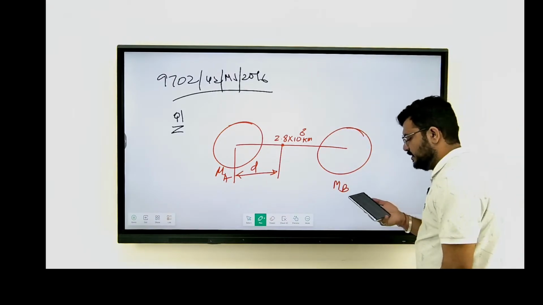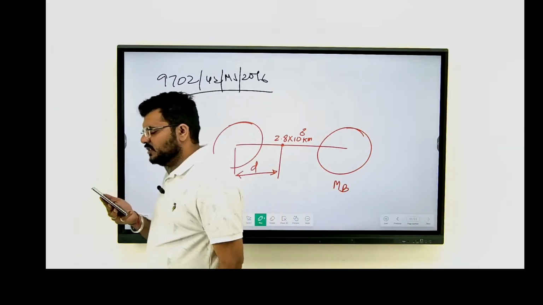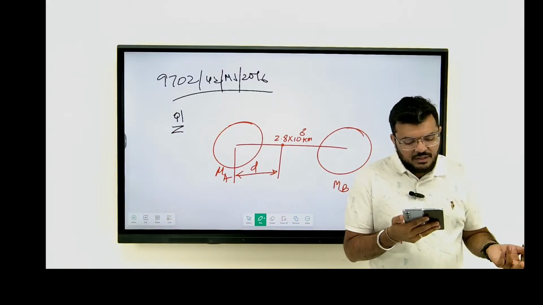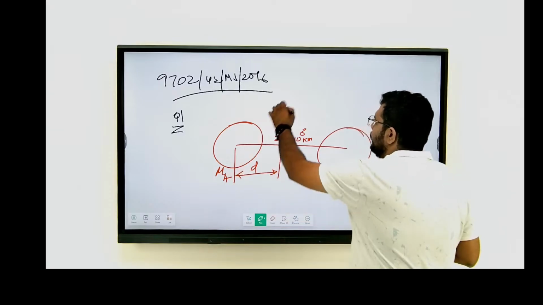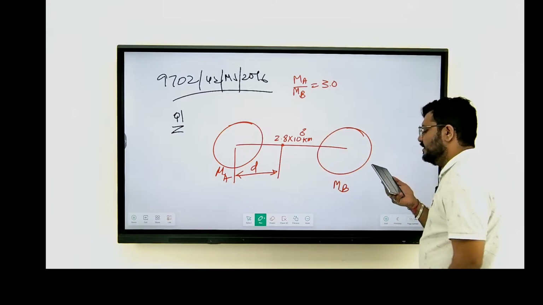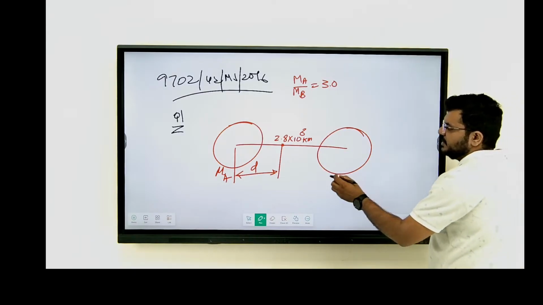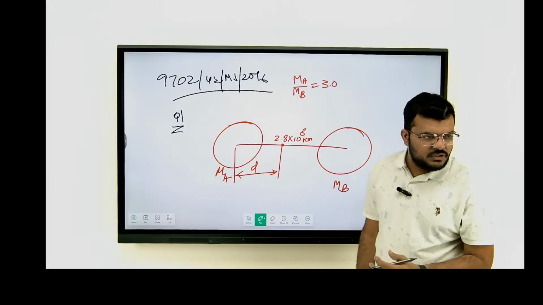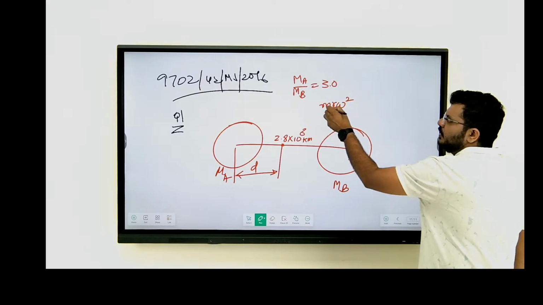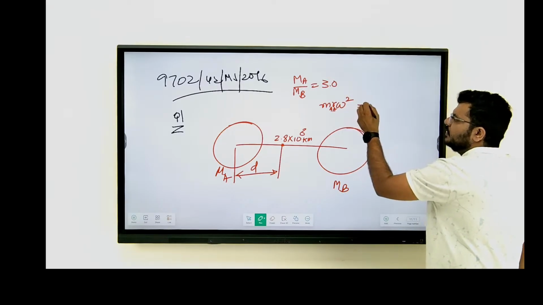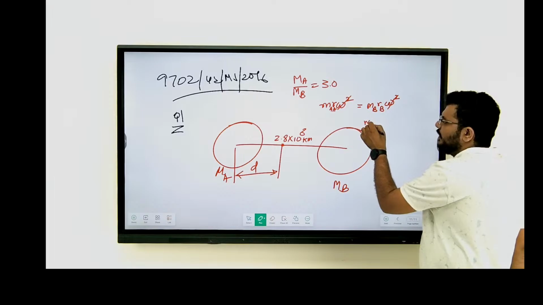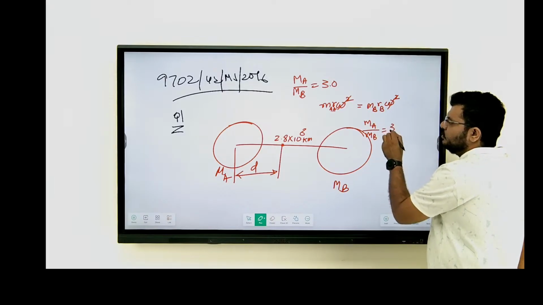The next question says the separation of centers of the stars is 2.8 into 10 to the power 8 kilometer. The mass of star A is ma, mass of star B is mb. The ratio ma upon mb is 3. Determine the distance d. Now what can you do here, guys? Because in the first part of this question you just stated that the forces are equal and opposite, so you can say ma ra omega square is equal to mb rb omega square. Omega square will get cancelled. You have ma upon mb is equal to 3.